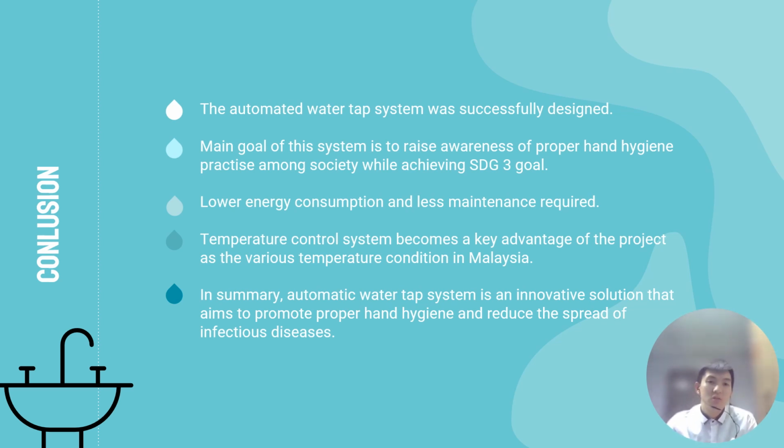And in conclusion, hand hygiene is still poorly implemented in Malaysia and there is a need to practice the correct hand washing procedure as suggested by WHO. By making this system accessible in these locations in Malaysia, we can raise awareness about the importance of practicing proper hand hygiene, which in turn can limit the spread of infectious disease.